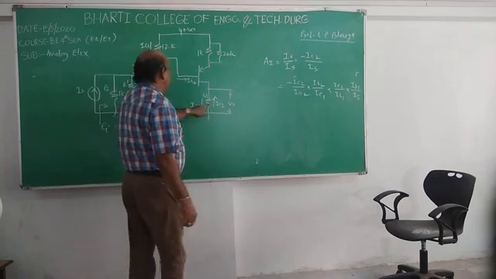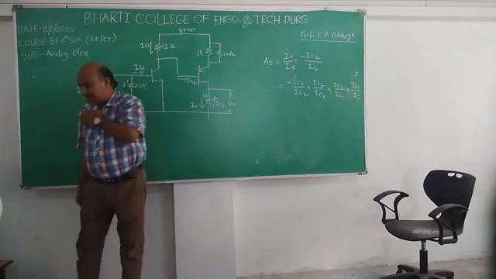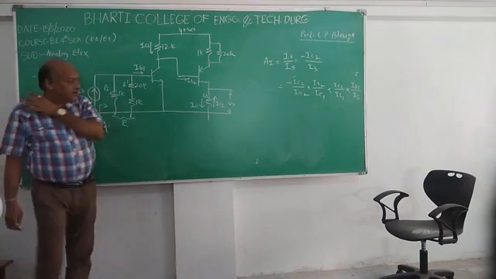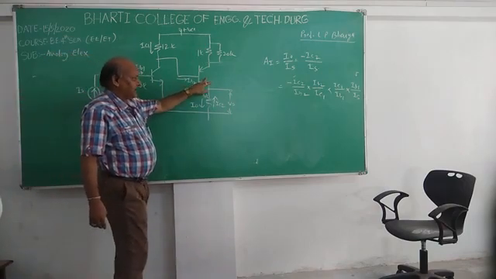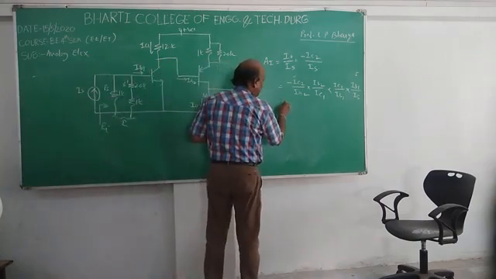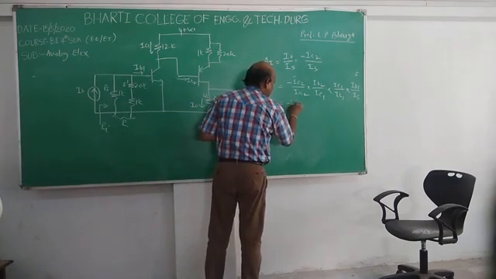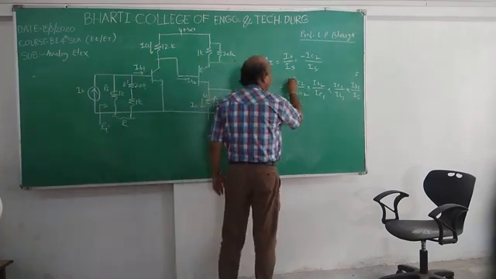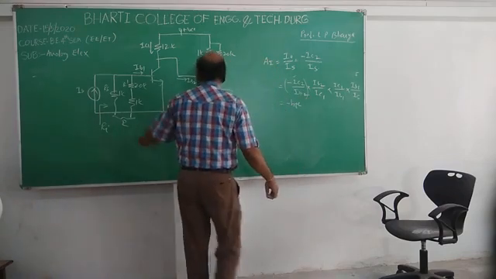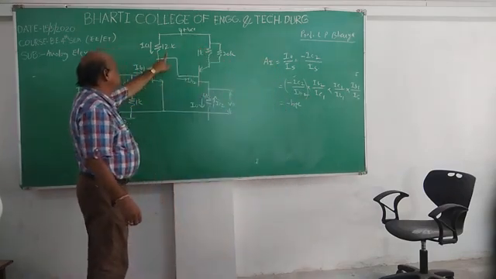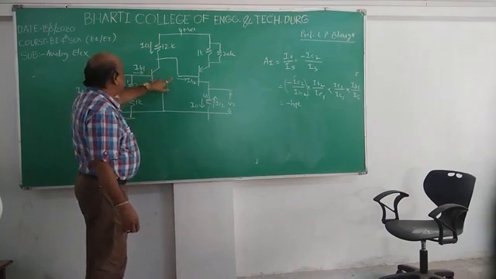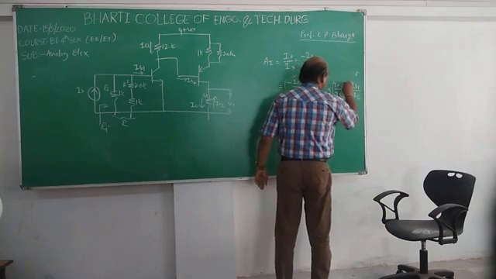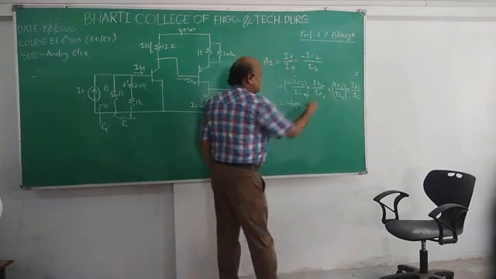Now what is IC2 by IB2? IC2 by IB2 is nothing but the current gain of this second transistor. So this is nothing but equal to HFE, so you can write here minus HFE of the second transistor. And one more, what is the HFE of this one? HFE is nothing but IC1 upon IB1, this is also HFE. So these two parameters are the HFE.